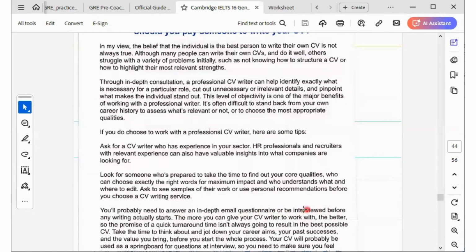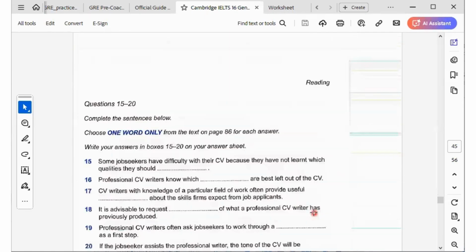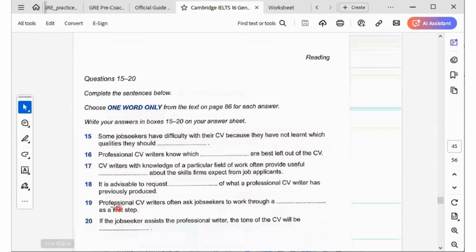It can't be interviewed because here they said interviewed. This is a verb. Professional CV writers often ask job seekers to walk through an interviewed. No, that's wrong. That's bad grammar. You cannot write interviewed here. You can write interview, but what we have in the passage is not interview. What we have is interviewed, a verb. The word for this gap should be a noun.